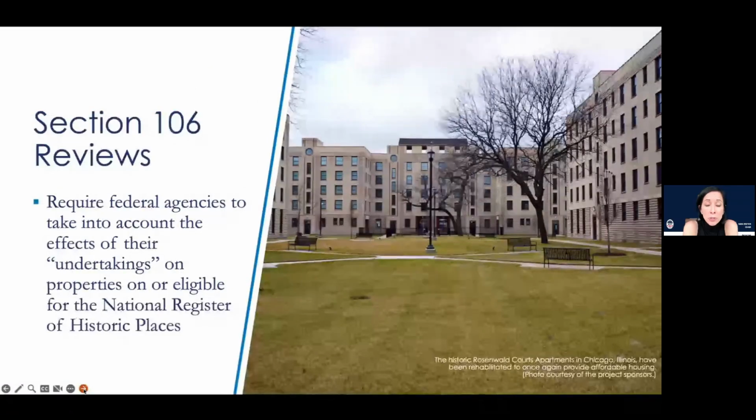So just briefly on Section 106, since I'll be talking about it in the context of housing, here's the key language. It requires federal agencies to take into account the impact of their actions on historic properties. And those are properties that are on or eligible for the National Register of Historic Places.